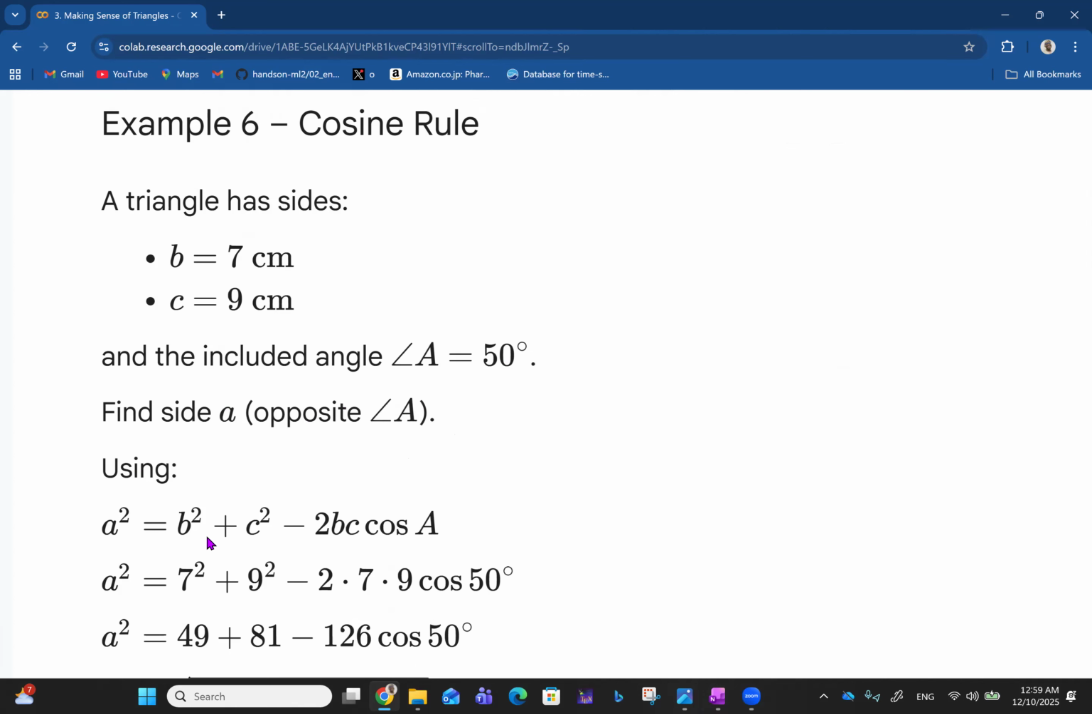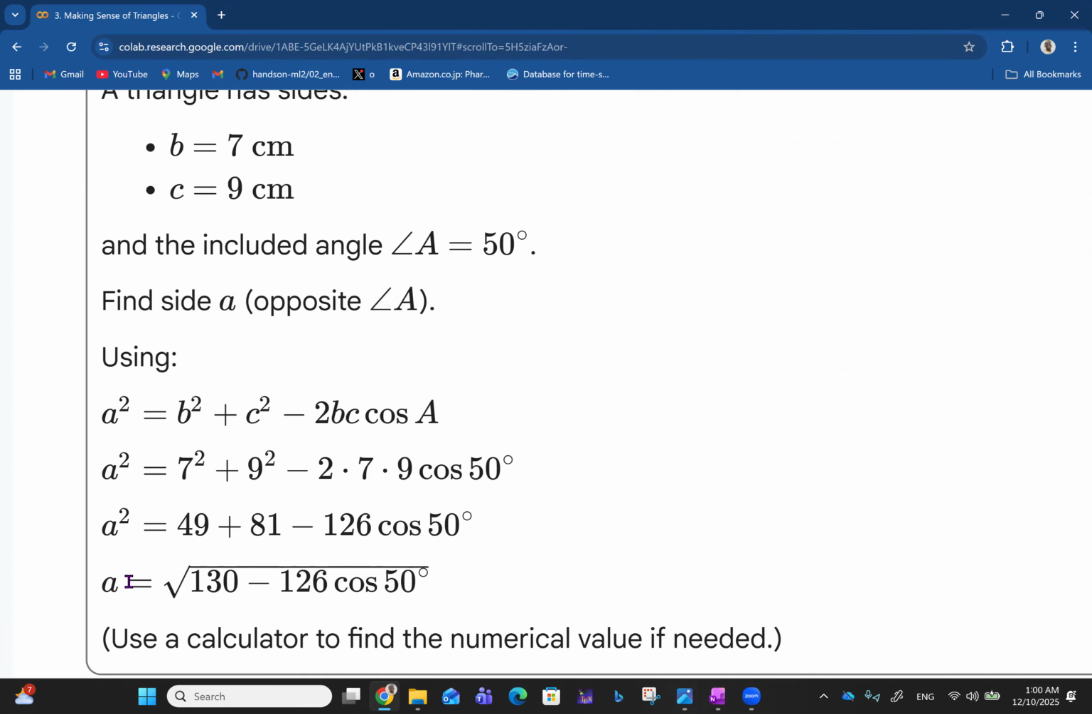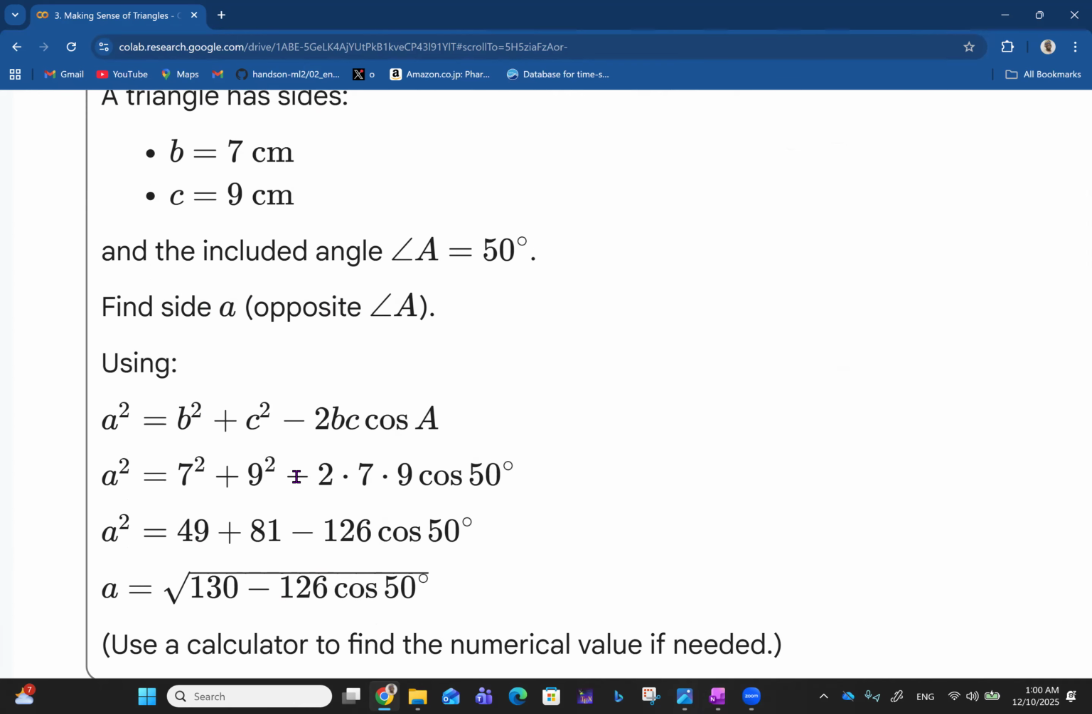So using a squared is equal to b squared plus c squared minus 2bc cos A, you have a squared equals 7 squared plus 9 squared minus 2 times 7 times 9 cos 50. So you have 49 plus 81 minus 126 cos 50. So a is the square root of 130 minus 126 cos 50. You can punch the calculator for this.